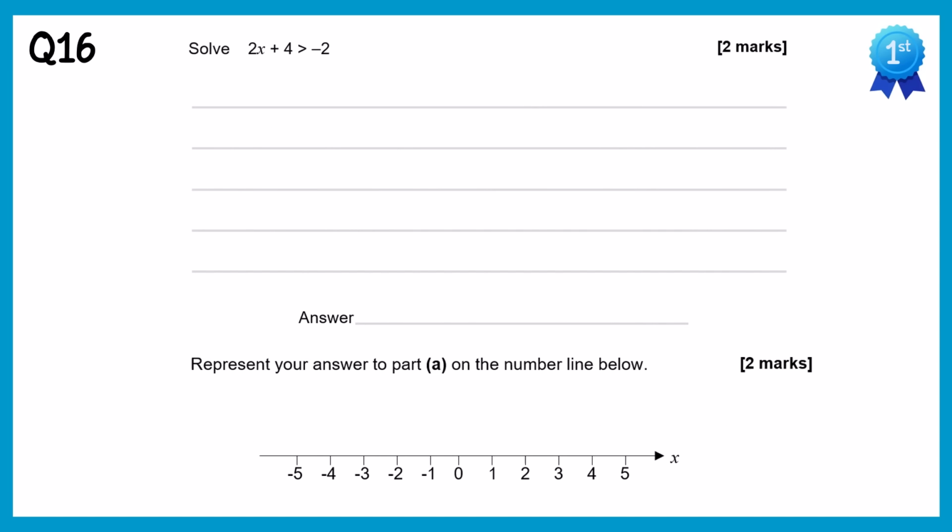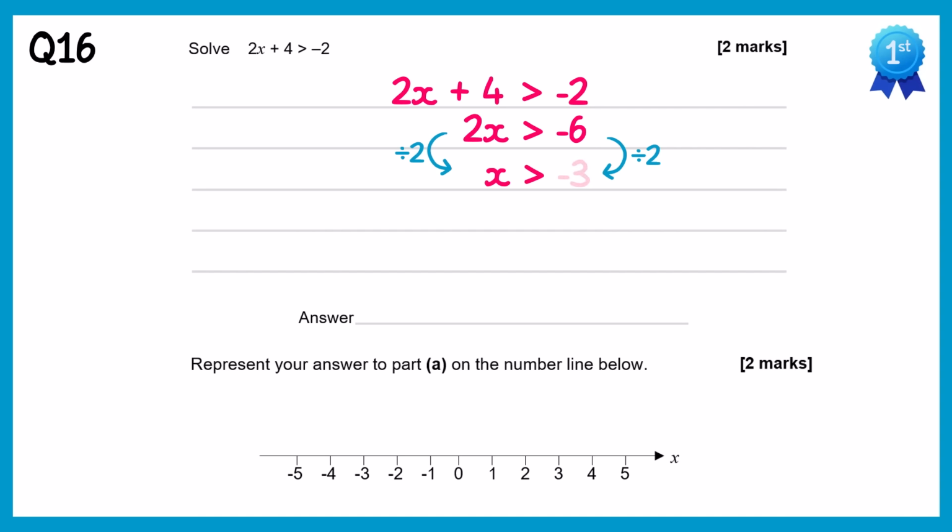In this question, we need to solve this inequality. We'll start by subtracting 4 from both sides. On the left-hand side, the 4's will cancel, so we just have 2x. And on the right-hand side, negative 2 subtract 4 is negative 6. Then we can divide both sides by 2. On the left-hand side, 2x divided by 2 is 1x, and on the right-hand side, negative 6 divided by 2 is negative 3. So this is the solution, x is greater than negative 3.